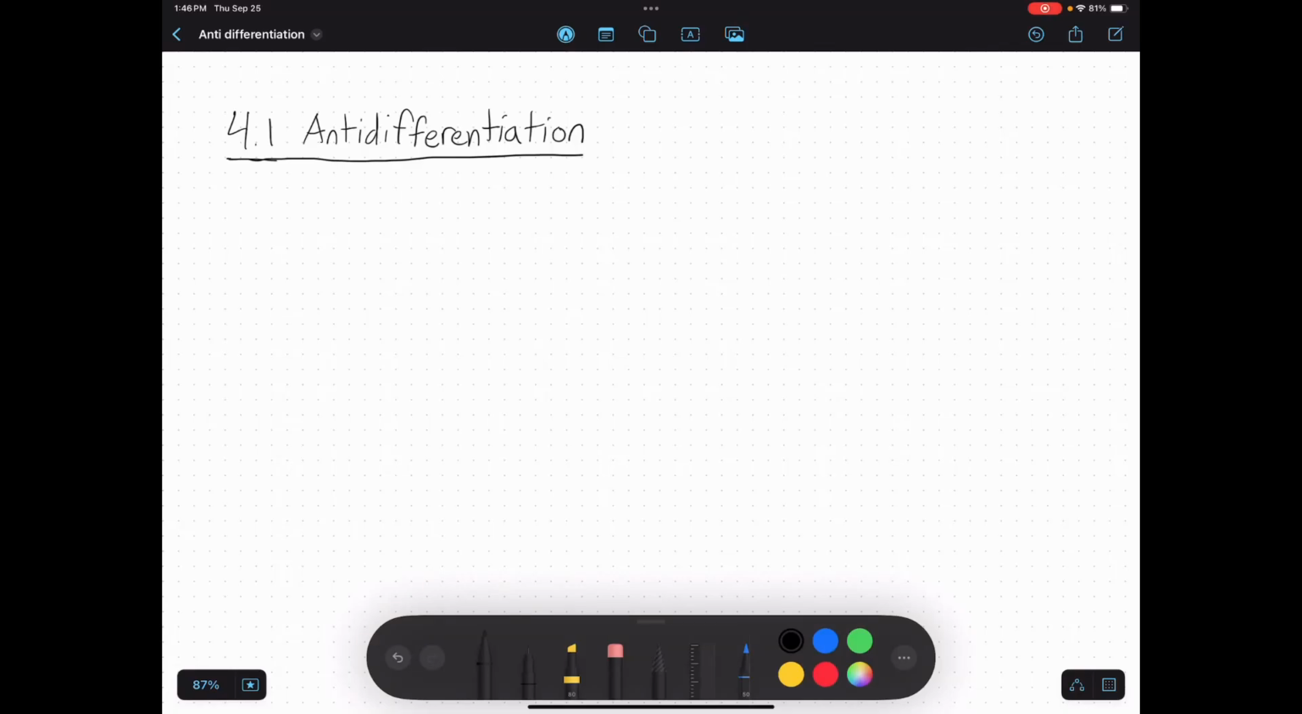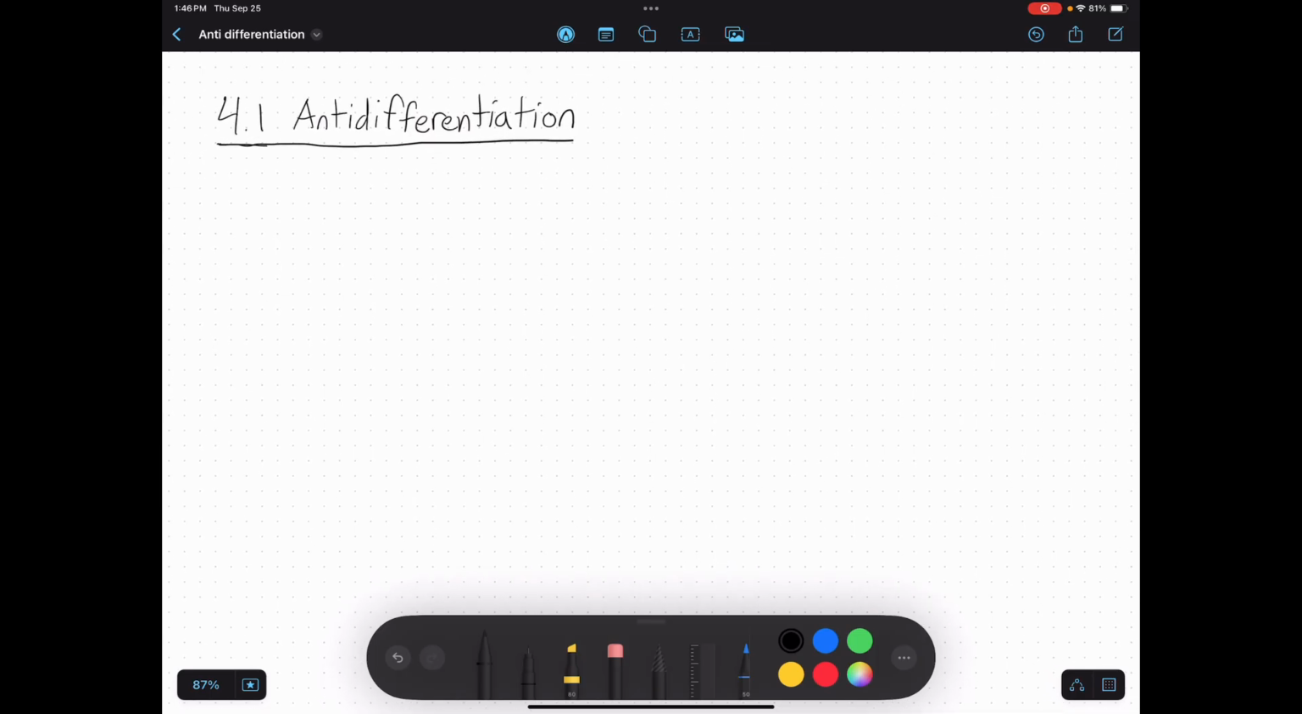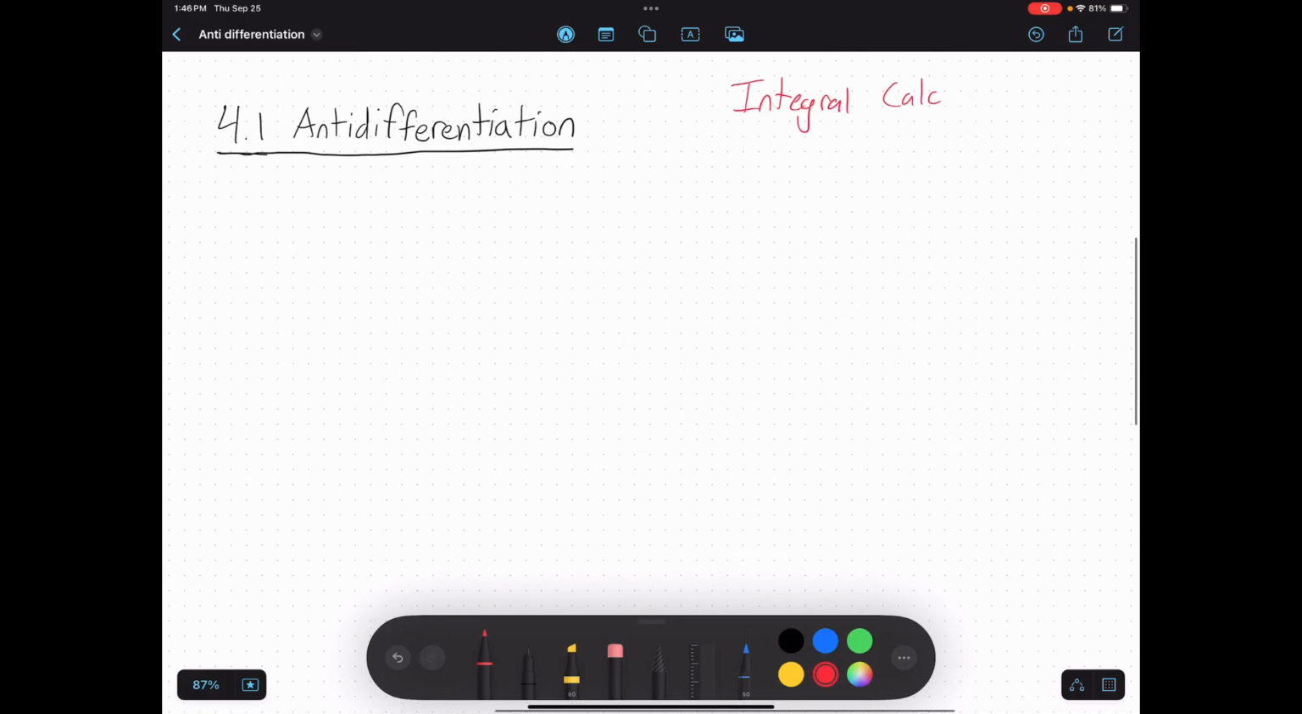Hello everybody. In this video we're moving on to chapter 4, and this is exciting because in chapter 4 we get to talk about a new category of calculus called integral calculus. Everything that we've talked about up to this point has been what's called differential calculus, meaning it's all about derivatives. But now we're going to move to integral calculus, which is all about integrals.